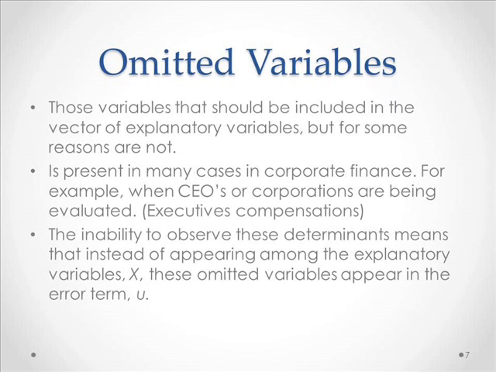So now let's look at omitted variables. Omitted variables refer to those variables that should be included in the vector of explanatory variables, but for some reason are not. This problem is present in many cases in corporate finance, when CEOs or corporations are being evaluated. In the case of executives, for example, their compensation depends on their abilities, which are difficult to quantify and more difficult to observe. The inability to observe these determinants means that instead of appearing among the explanatory variables x, these omitted variables appear in the error term.